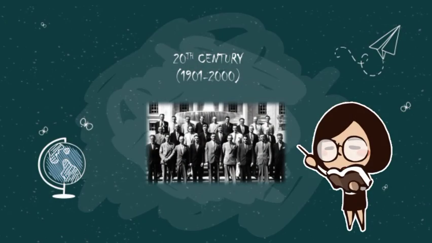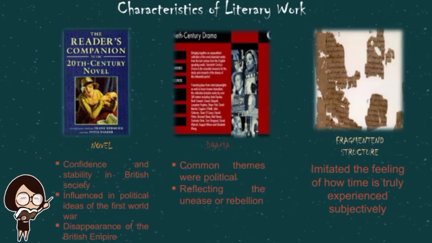And now we are in the 20th century era, which started from 1901 until 2000. And here are characteristics of literary work in the 20th century era. The first one is the novel. Novels of the 20th century era were written at a time when there was instability in British society. The 20th century novels were influenced by the change in beliefs and political ideas after the events of the First World War and the disappearance of the British Empire.